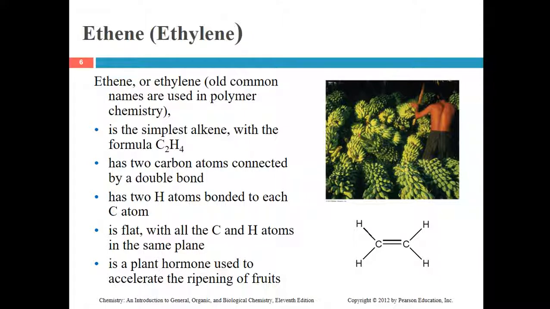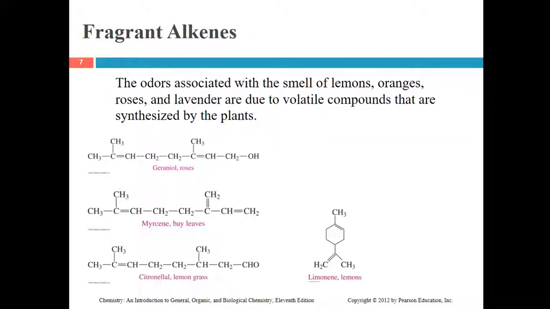So besides its use in polymers and plastics and about everything plastic that you have, when they pick fruit and store it before it's ripened, they can store it for a long time. And then when it's time to bring it out for sale, they can spray on this ethylene, which is a hormone used to accelerate the ripening of the fruit. Now here are some other examples of compounds with double bonds that are in items we might know.